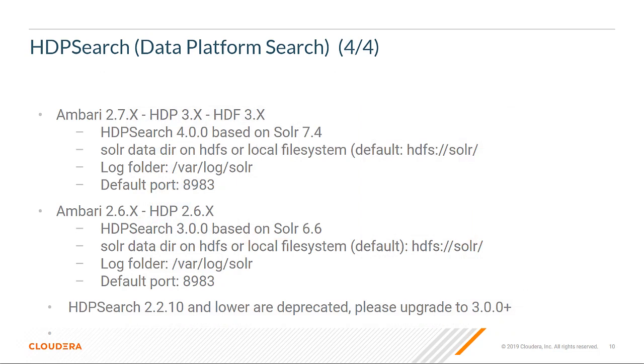Ambari 2.7 and HDP 3 use HDPSearch 4 based on Solr 7.4. Ambari and HDP 2.6 use HDPSearch 3 based on Solr 6.6. The collections can be stored on HDFS or the local file system, and here we can see the default location for the log folder and the default port used.